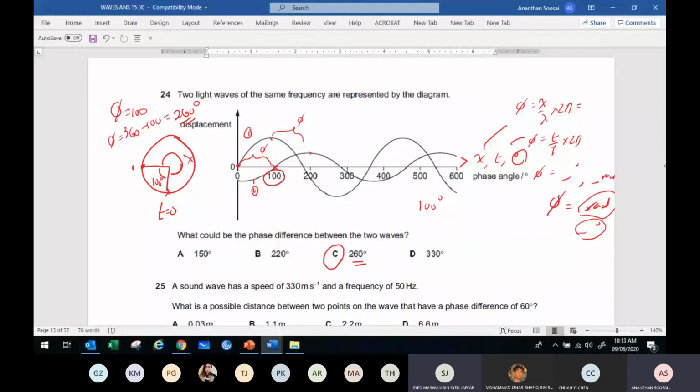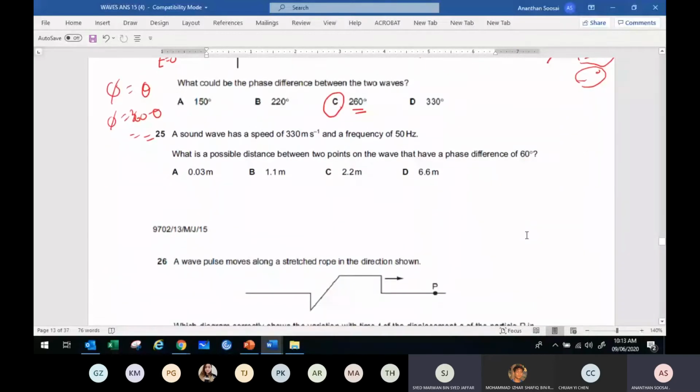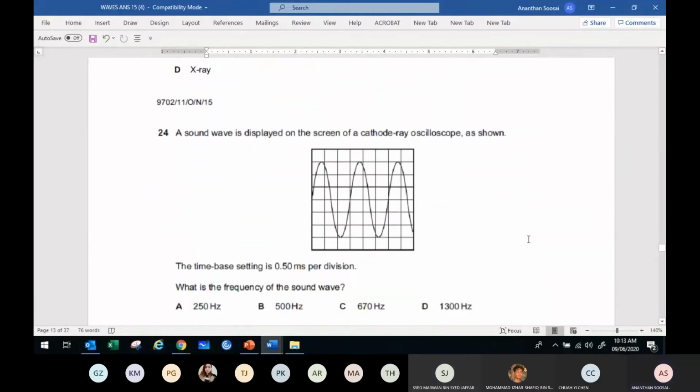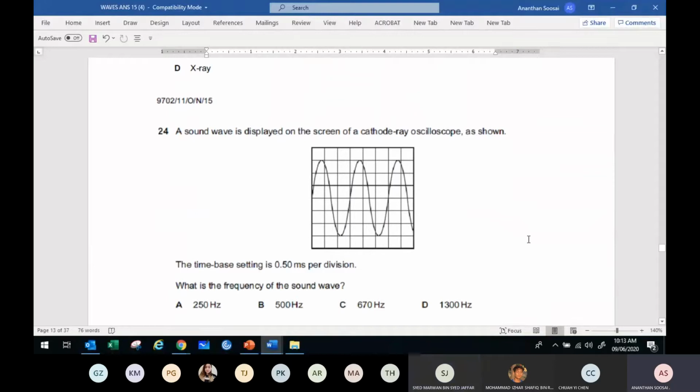So you got it? Phase difference is whatever you got, theta. Another phase difference could be 360 minus theta. In the circle it can be the small angle, or the big angle also is a phase difference. Can you get the point? Any problem here? Any other question? If you don't have questions, we can go to the new topic. Any questions? No? Okay then, class.